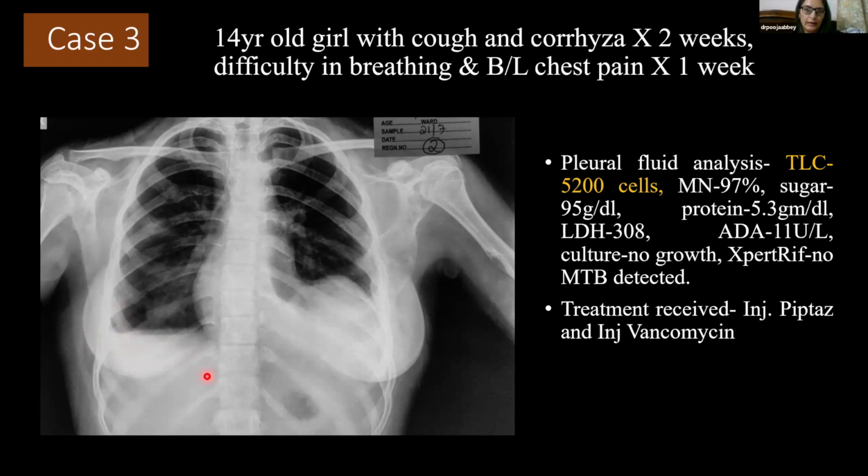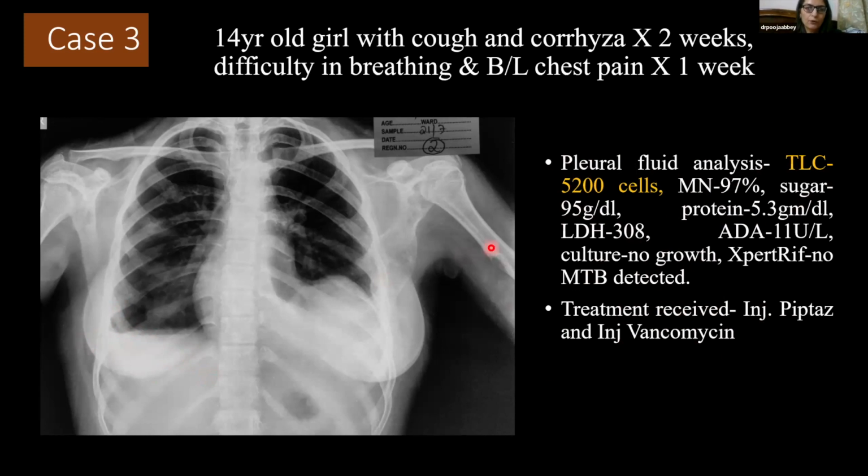The pleural fluid analysis had been done, and it showed a lot of cells in the pleural fluid. So that suggested possibly some kind of infection, and she received treatment for that. She received injectable antibiotics as well.